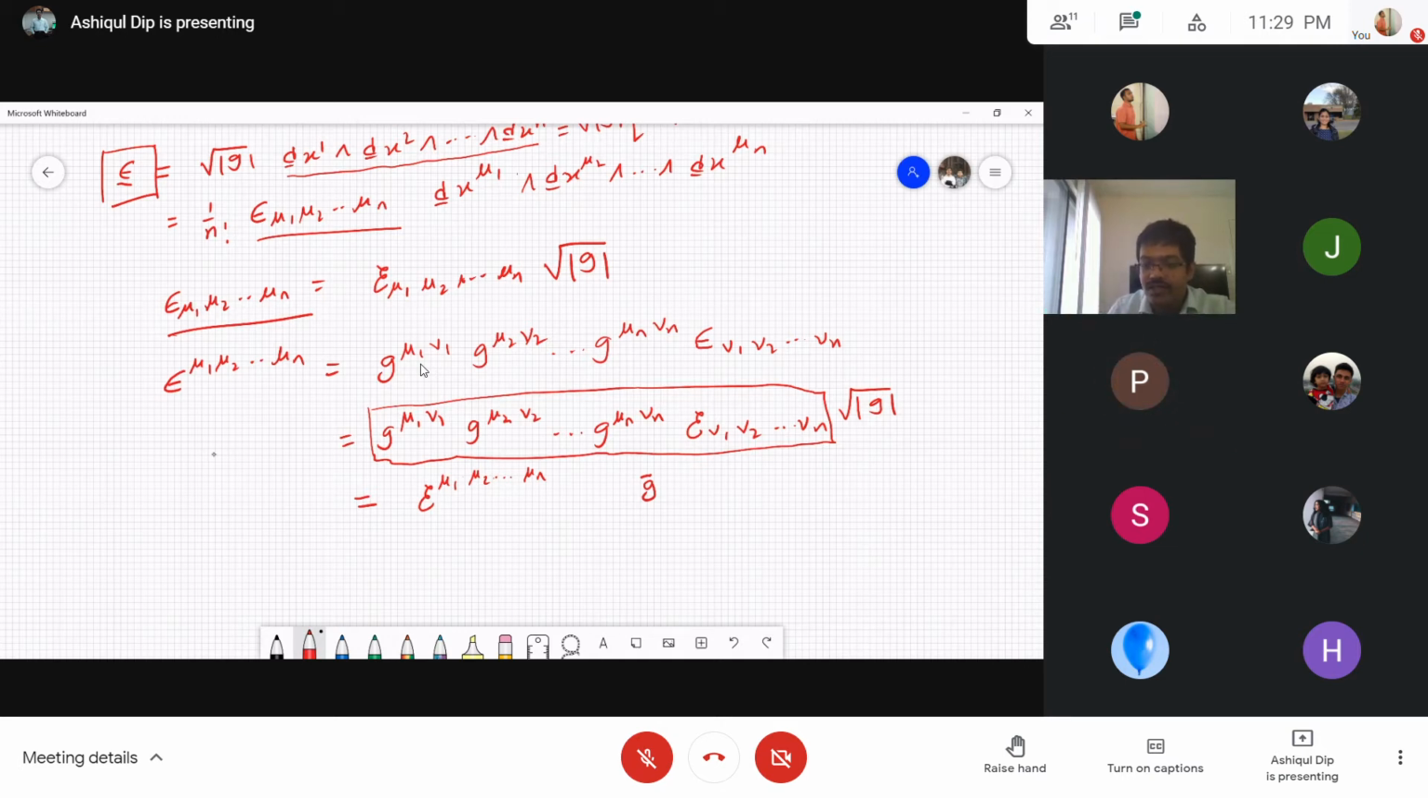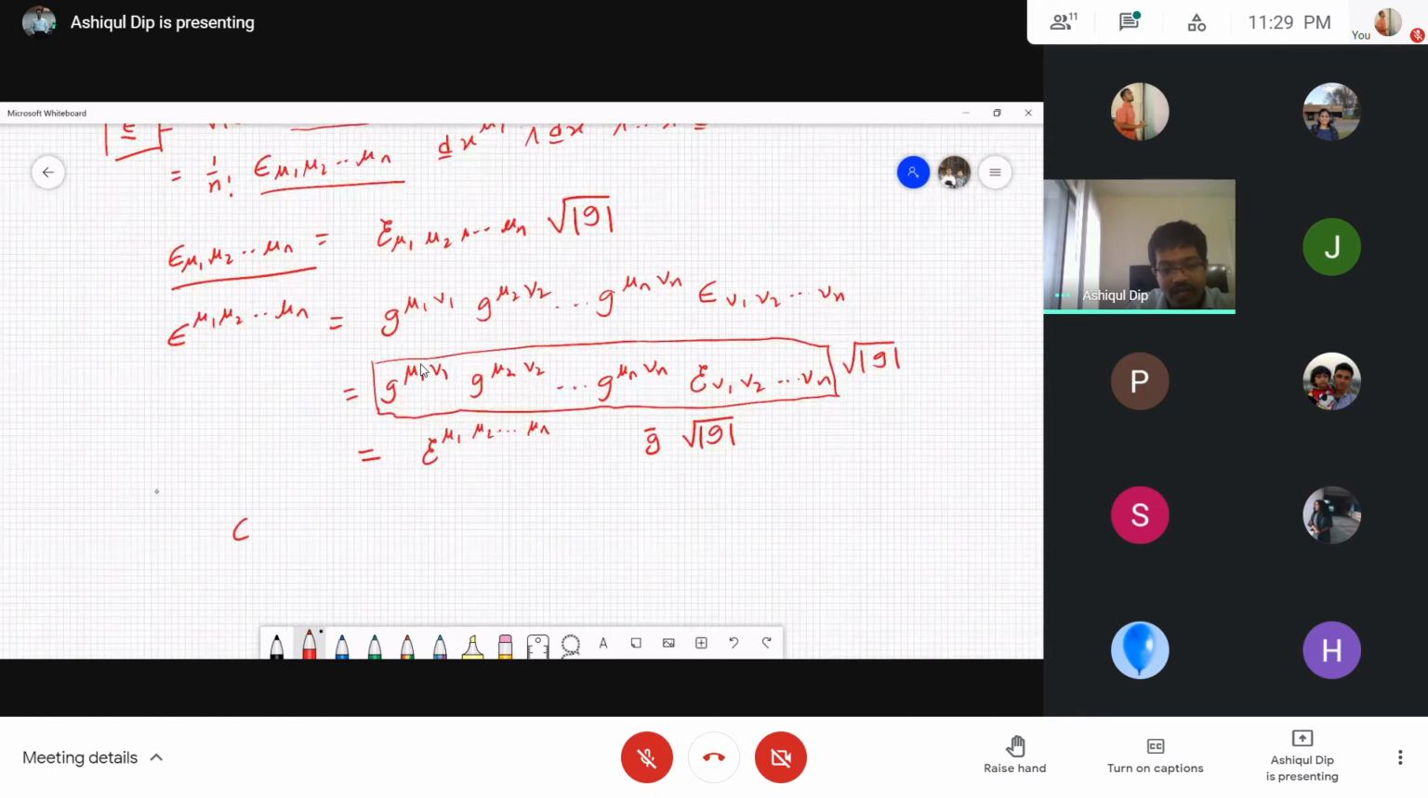Times the square root of this thing. So we got that epsilon with upper indices is actually similar, but you have to take the determinant of the inverse metric tensor times the determinant of the original metric, the square root of the absolute value of the original metric tensor times E.